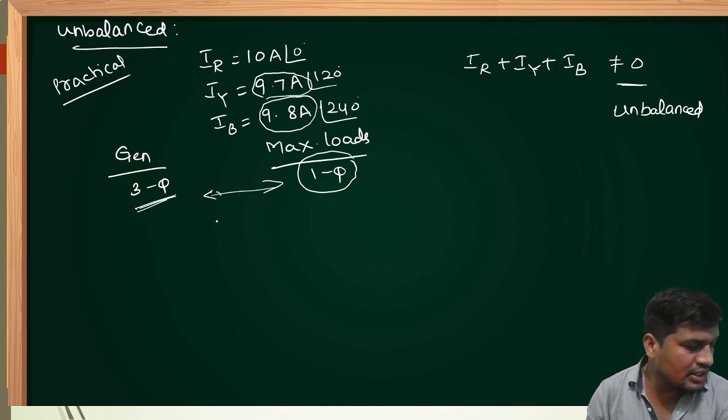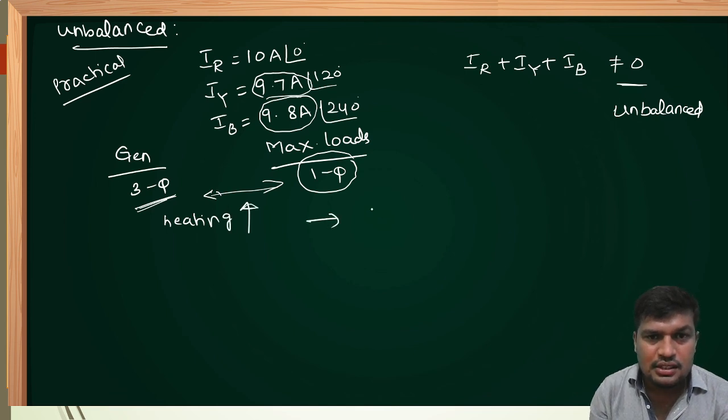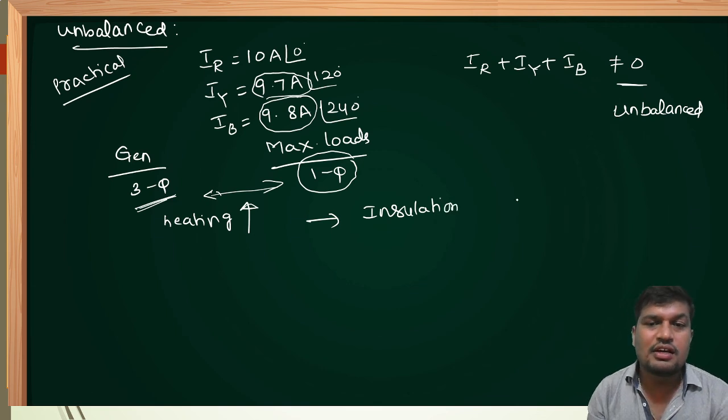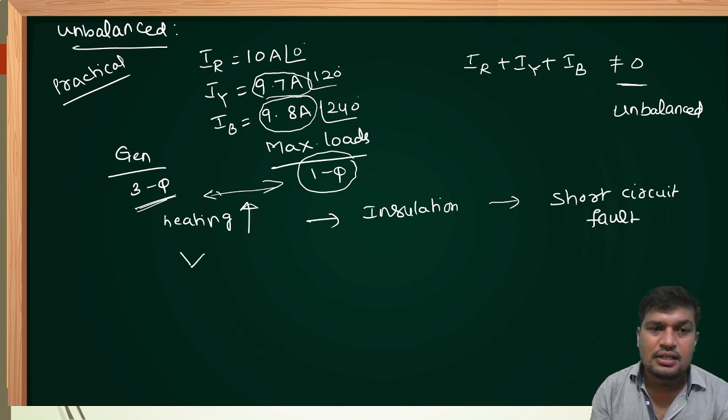Because of this unbalanced condition, circulating currents will flow between the three windings. By that, heating of the machine will increase. Whenever heating of the machine increases, insulation may fail due to more heat. Whenever insulation fails, it leads to a short circuit fault in the power system, which is most dangerous. In order to overcome all these things, grounding is necessary.